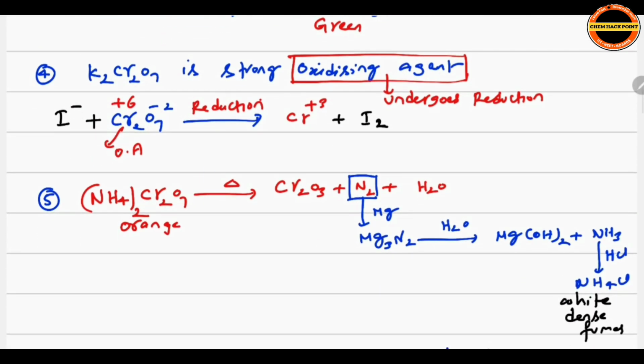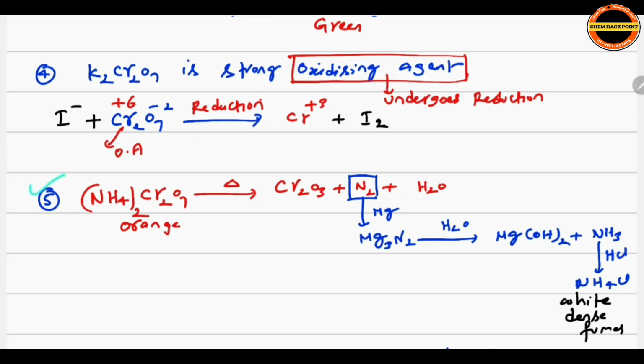One more reference reaction here. Ammonium dichromate on heating gives green colored Cr₂O₃ and a colorless gas. This gas, when allowed to react with magnesium, forms Mg₃N₂. Allowed to react with water, it gives Mg(OH)₂ and ammonia gas. Ammonia gas, when in contact with HCl, forms ammonium chloride, white dense fumes.